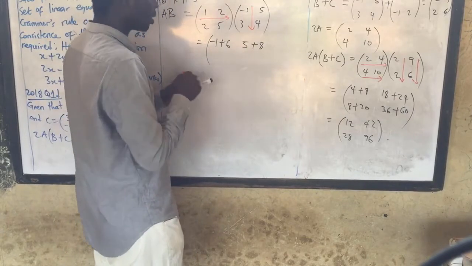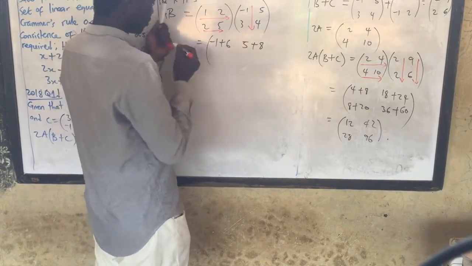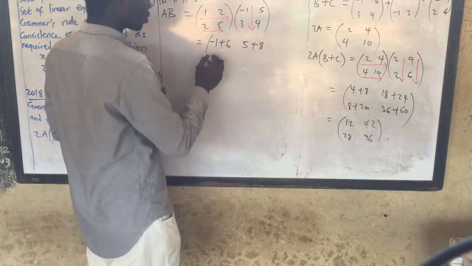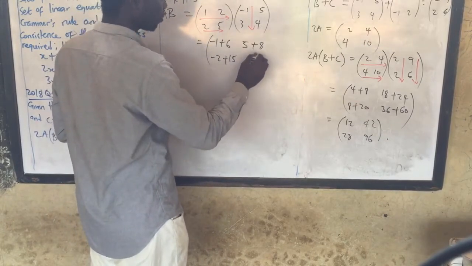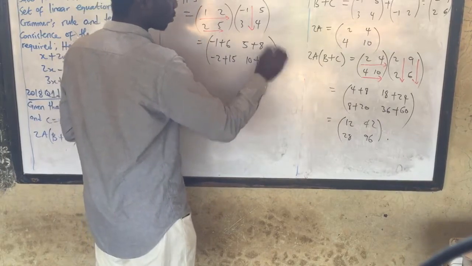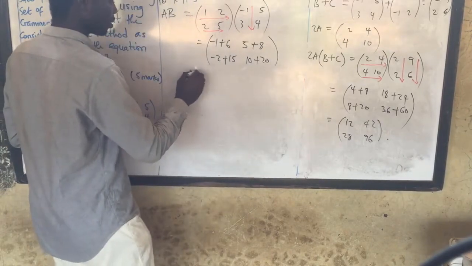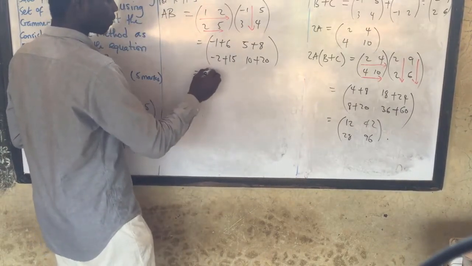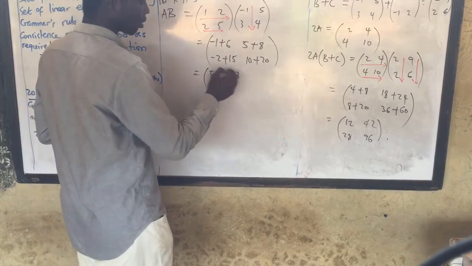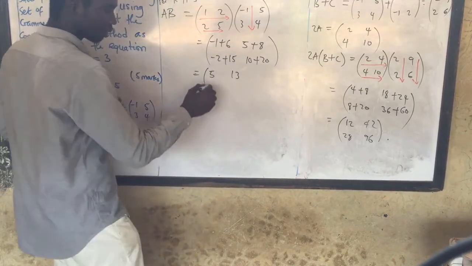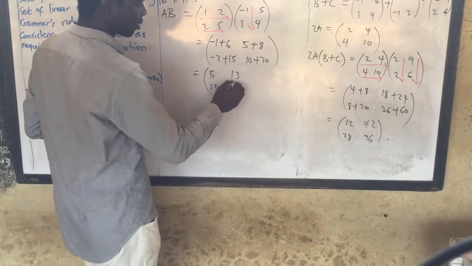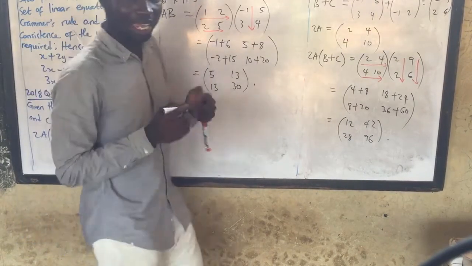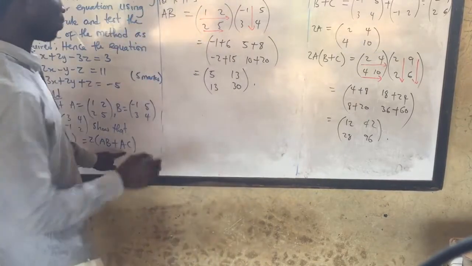I will come to the denominator. 2 times minus 1, minus 2 plus 15. 2 times 5, 10. Plus 5 times 4, 20. So this is equal to, this is 5. 13. This is also 13. This is 30. So I've done AB. So I do AC now.